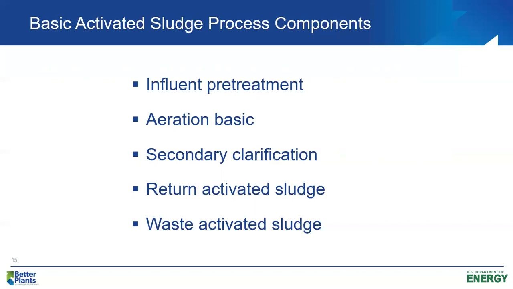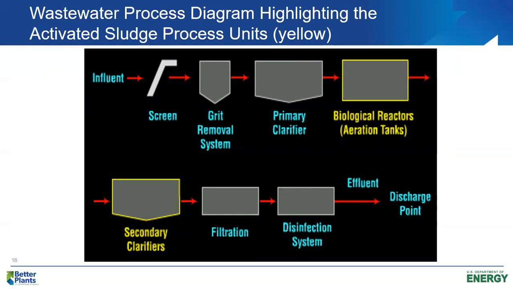So here we see a diagram of the entire treatment process. The preliminary treatment is screening and grit removal, again, to remove offending solids in the raw wastewater. Primary clarifier may or may not be needed. If we're using conventional activated sludge, we may very well need a primary clarifier. If we're using extended aeration activated sludge, which includes oxidation ditches and sequencing batch reactors, typically we will not need a primary clarifier. Then we get into the yellow units, which is the activated sludge process.